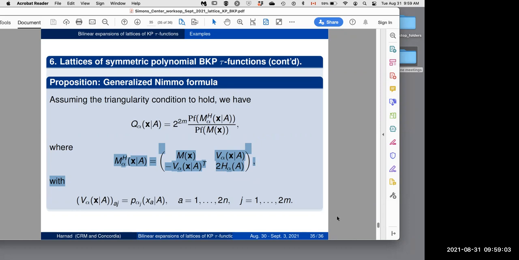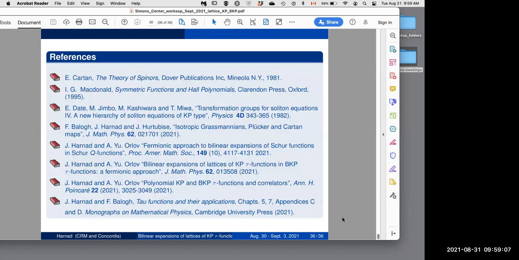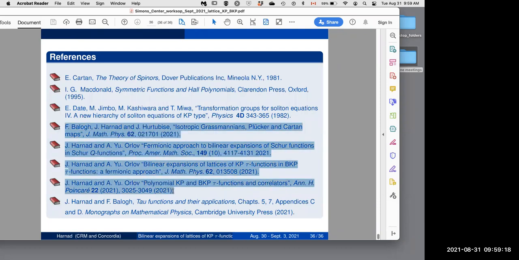And that's the end of my talk, I think. Oh, sorry, references. Here are the references. You can look up Cartan's theory of spinors and Macdonald for background information. And the sequence of papers that are summarized in this talk are, first of all, the algebraic paper with Balog and Utebis, and then the three tau function papers jointly written with Sasha Orlov. Okay, thank you very much.